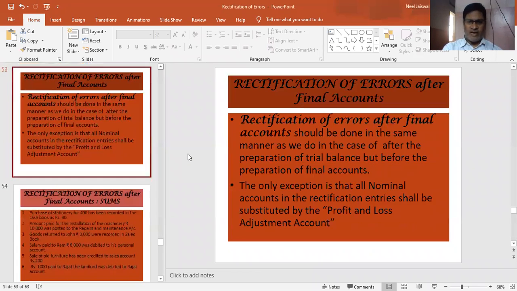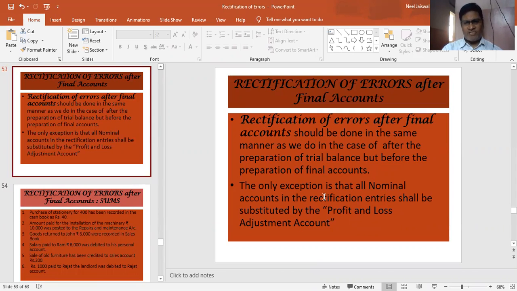One rule is there regarding this, and the rule is that rectification after final accounts should be done in the same manner as we do in the case of after the preparation of trial balance but before the preparation of final accounts. That means the method is the same before and after the preparation of final accounts. If the error is found out, the method, that is wrong entry, correct entry, and then rectifying entry, is the same.